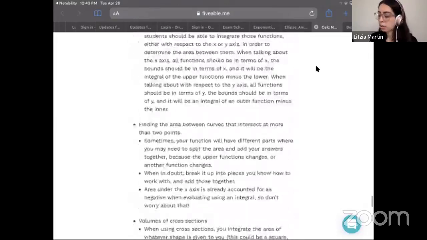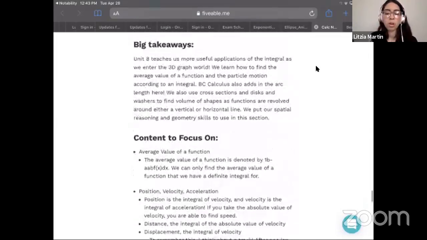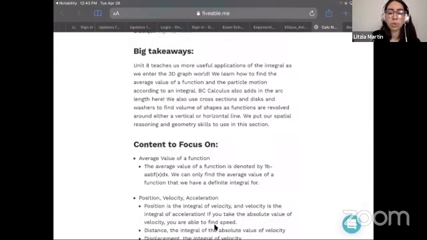And now we're going to go into our notes. So I'm going to open this up on Notability. I shared it in that same folder where it says AP Review.